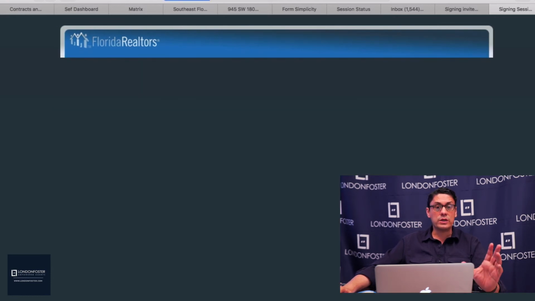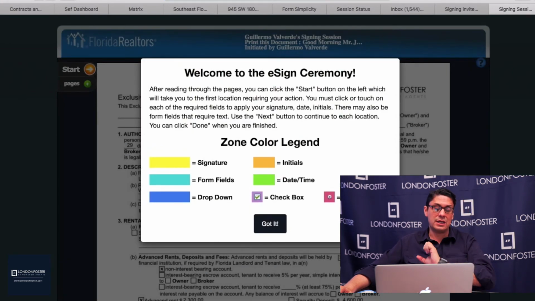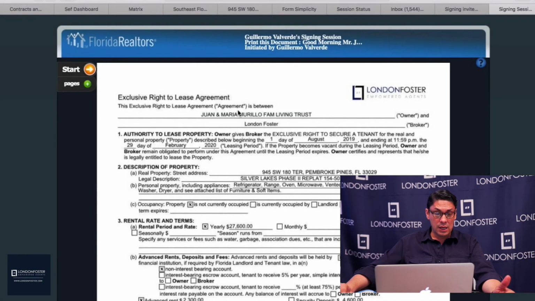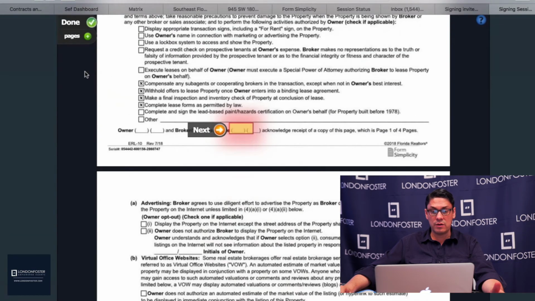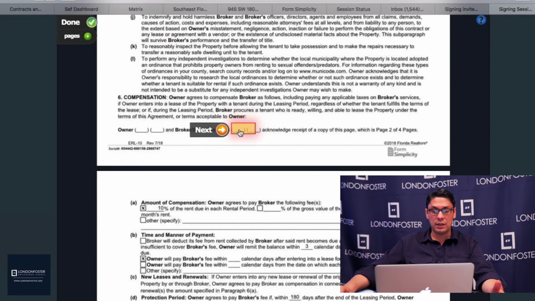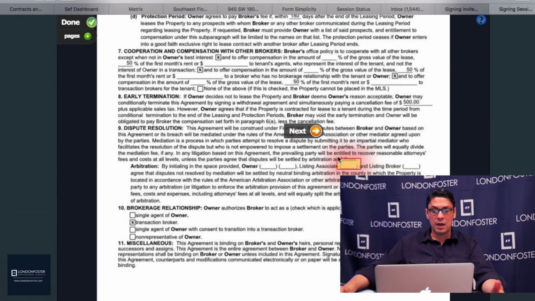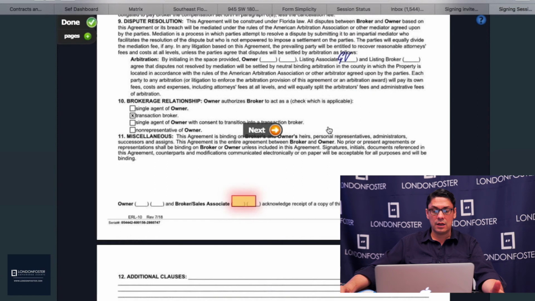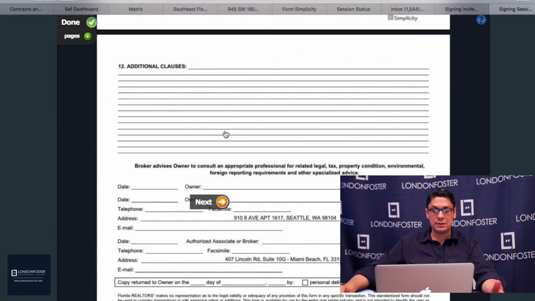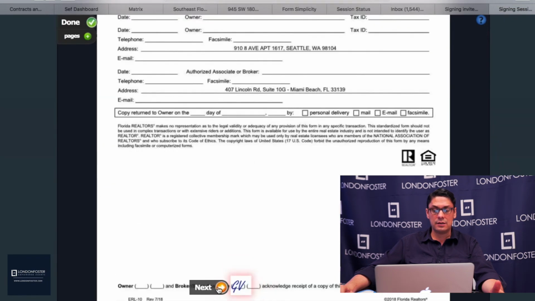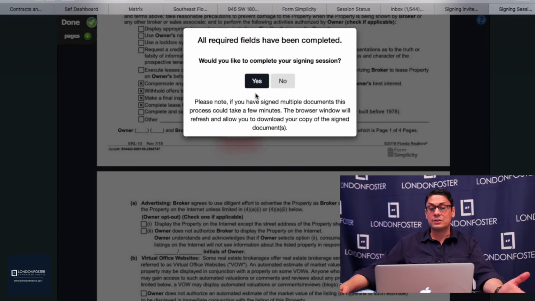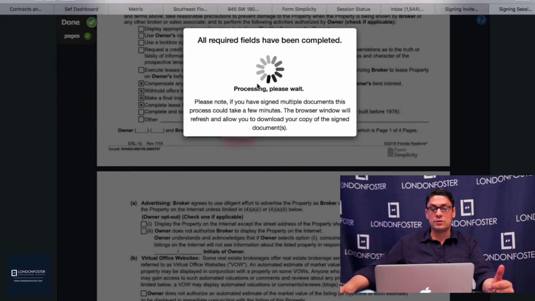And here it's going to take you part by part to initial each part that you gave your signing. It tells you what each signature and code represents. You go to the start section, it'll take you to the very first one. You click on it, then next, and repeat until it tells you that you have completed all the fields. Are you ready to finish this up?